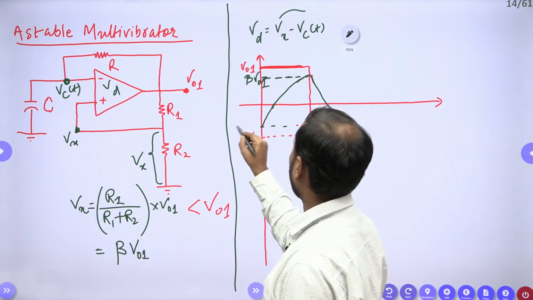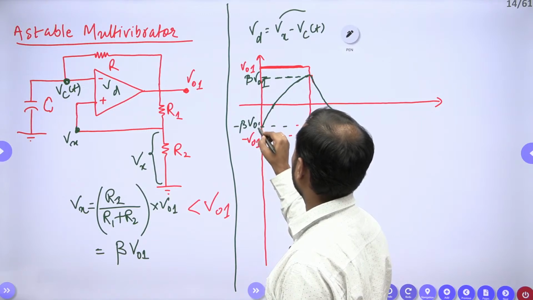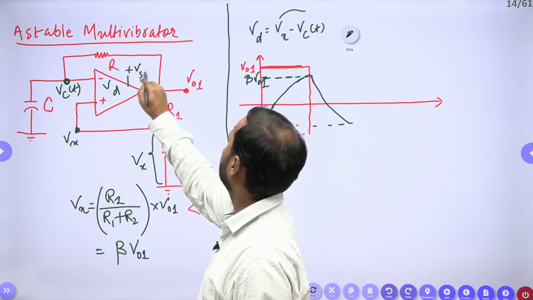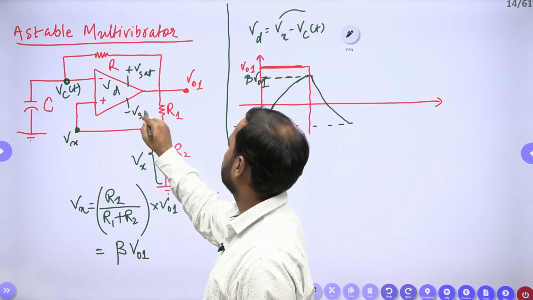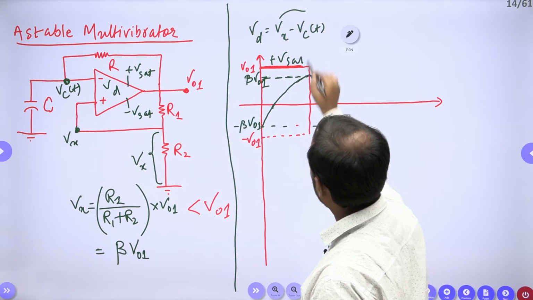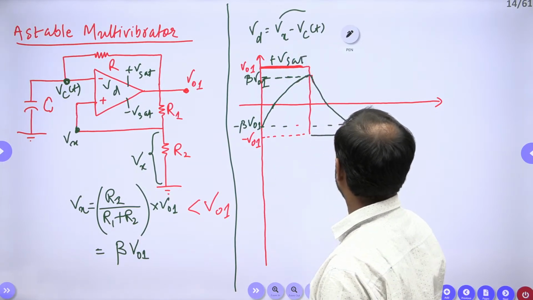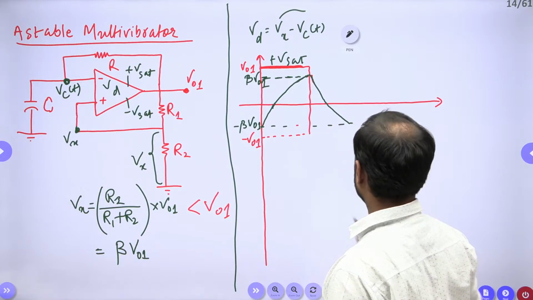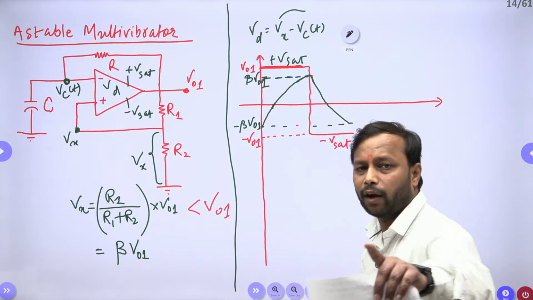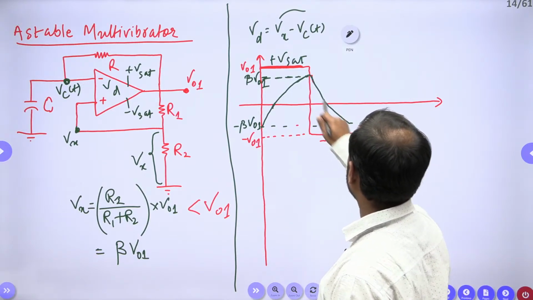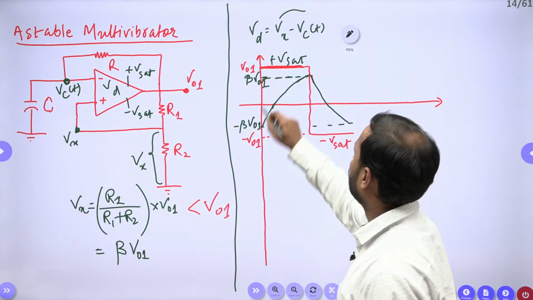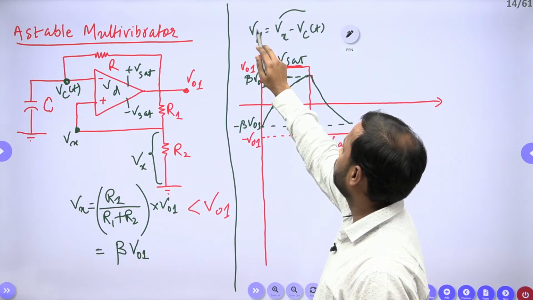So this value is what? Minus beta V01, for the positive saturation, and this is minus, negative saturation. So this is for the plus Vset, and this is minus Vset. Now as soon as this capacitor voltage exceeds this minus beta V01, this Vd will become positive.